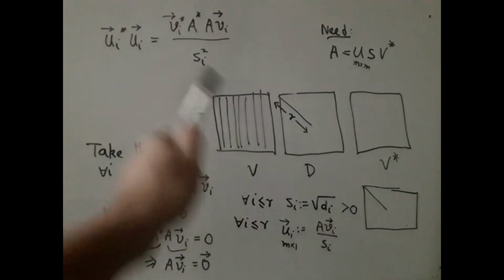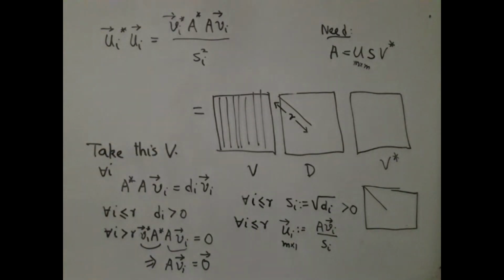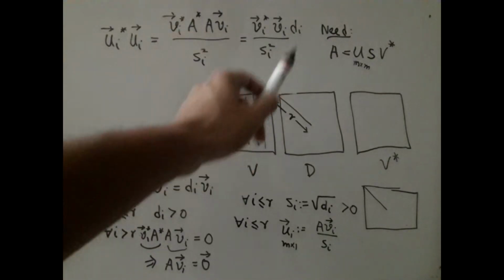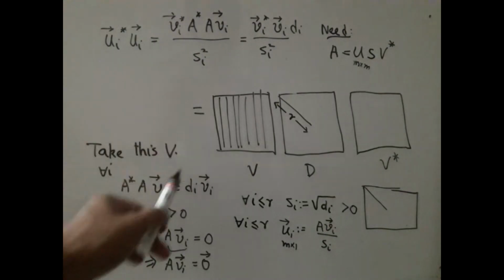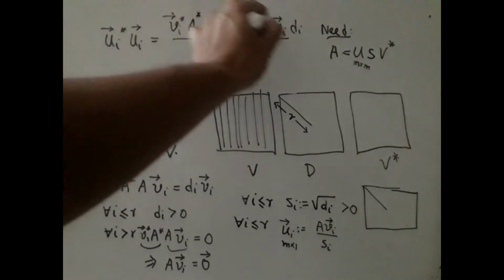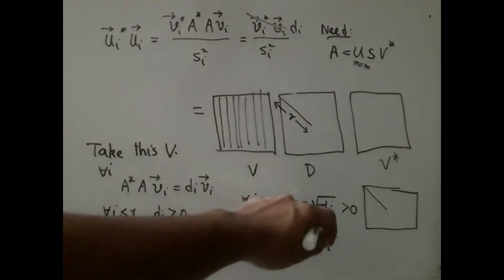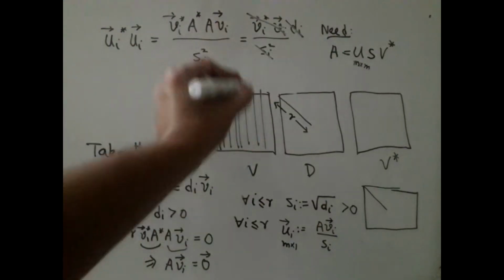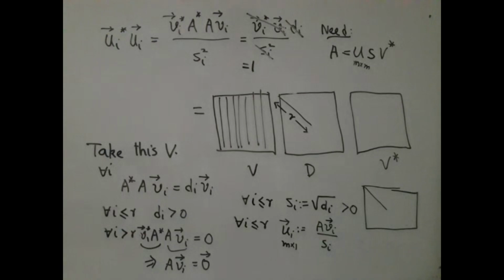Directly using this definition, I get this. s_i being a real number, complex conjugation does not change it, so I get this. Now I notice that S star A v_i is precisely d_i v_i. Since the d_i's are scalars, I am just writing them at the end, so it is v_i star v_i. Now remember, V was a unitary matrix, so the length of each column must be 1, so this quantity is 1. And what is s_i squared? That is precisely d_i, so this also cancels nicely, and you are left with the answer 1. So all these u_i's are indeed unit vectors.